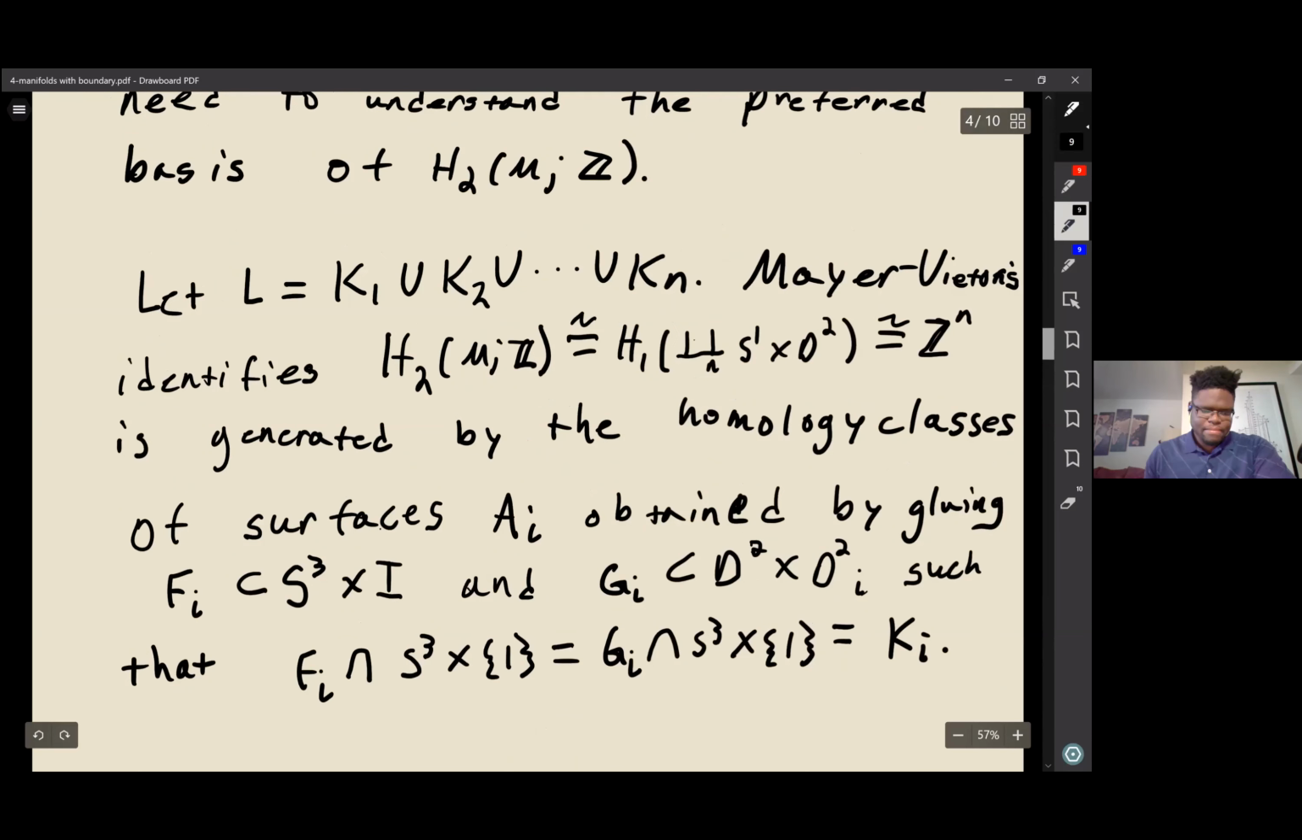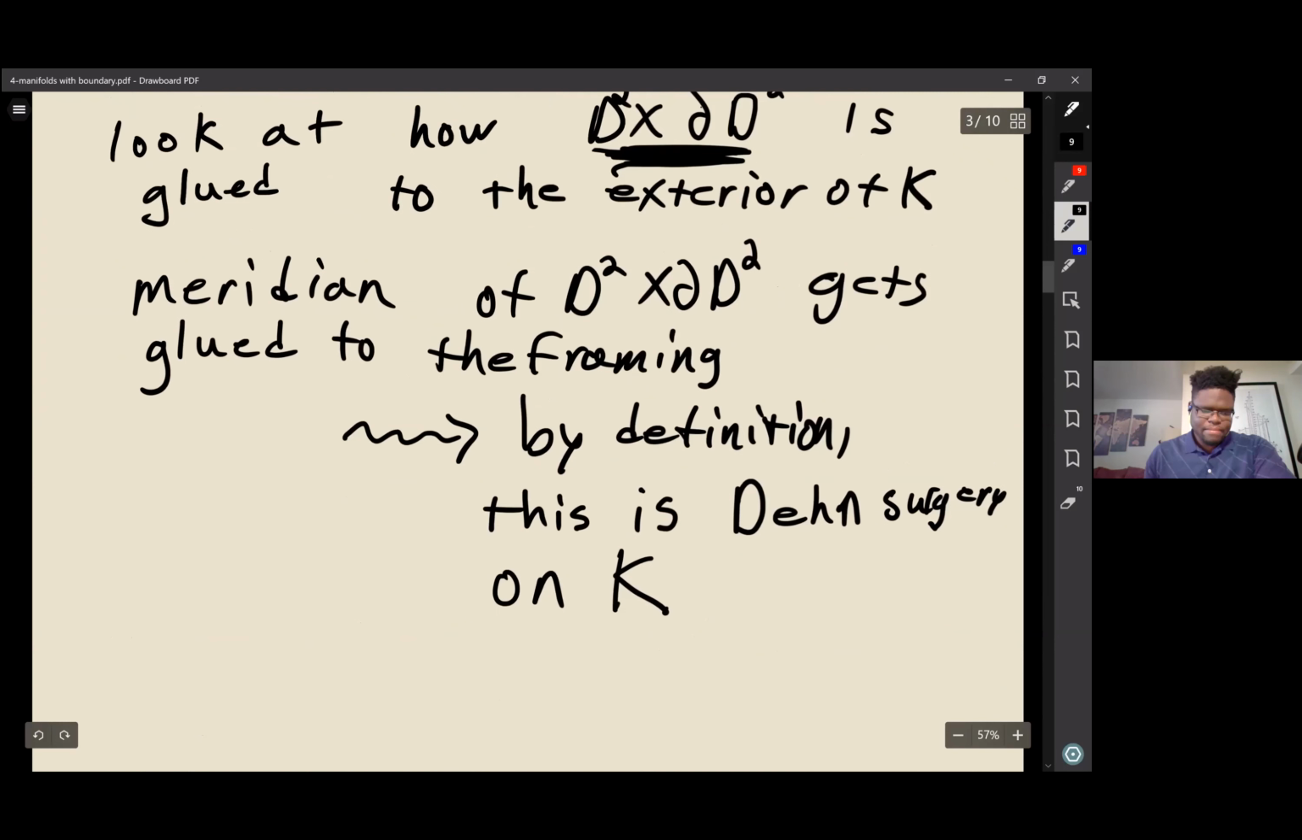Any questions or complaints with that? Does that sound good? Sounds good to me. Okay. So obviously, if L has more components, you just do the same thing for each two-handle attachment.